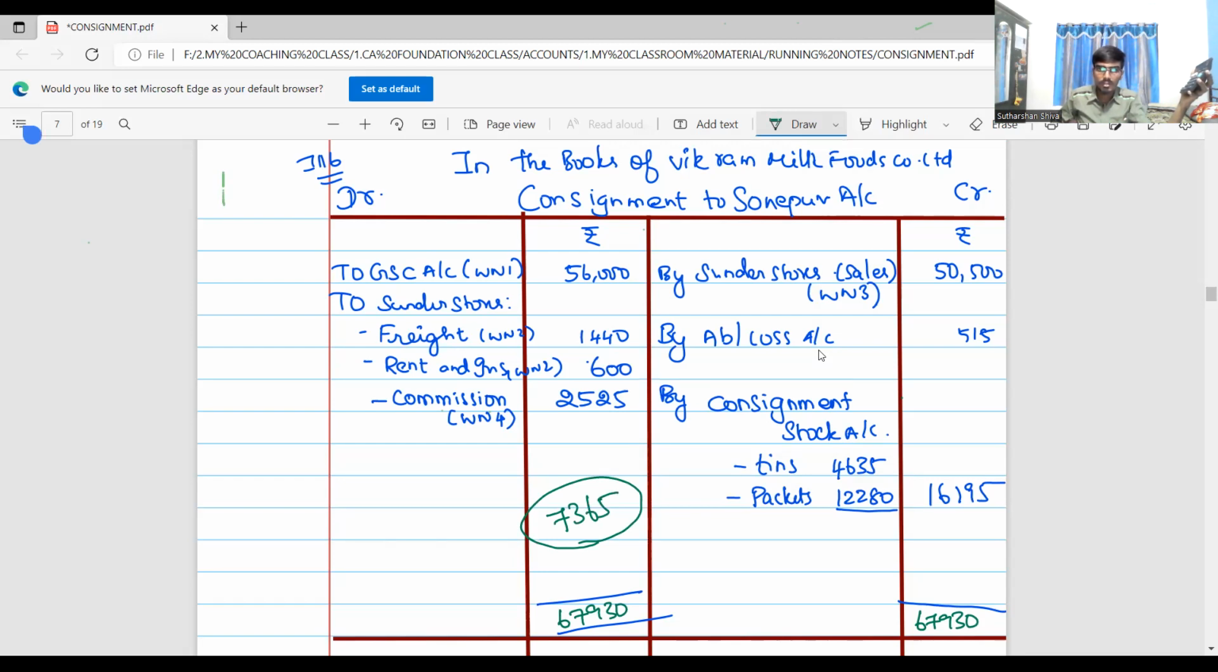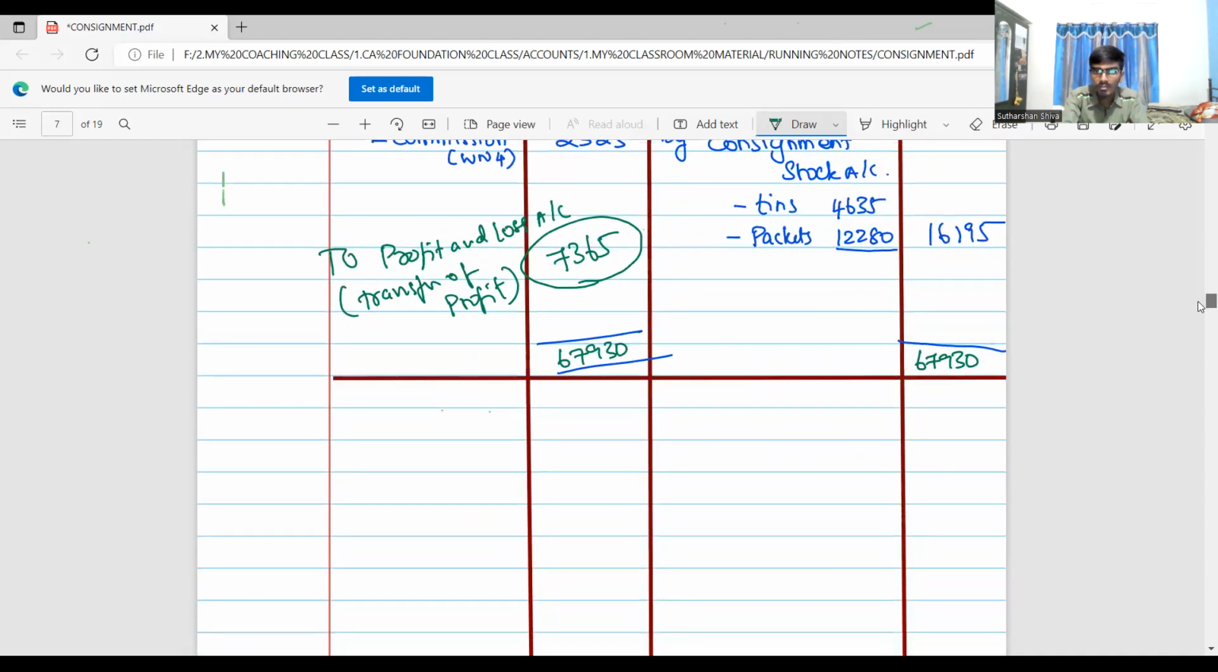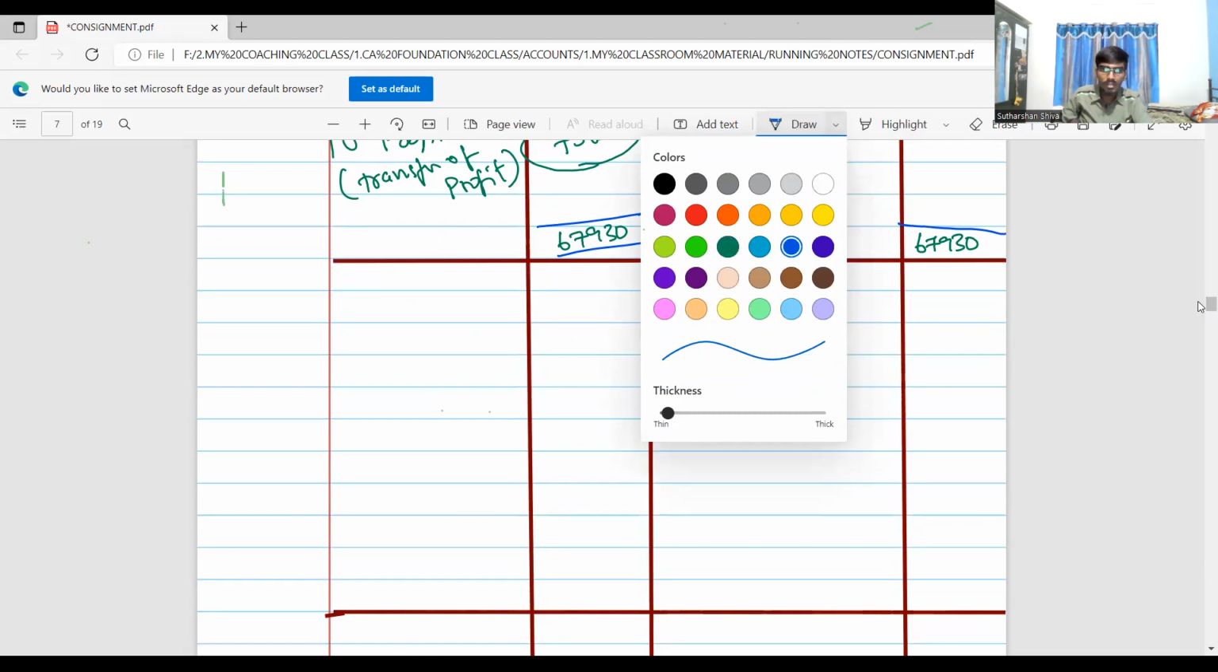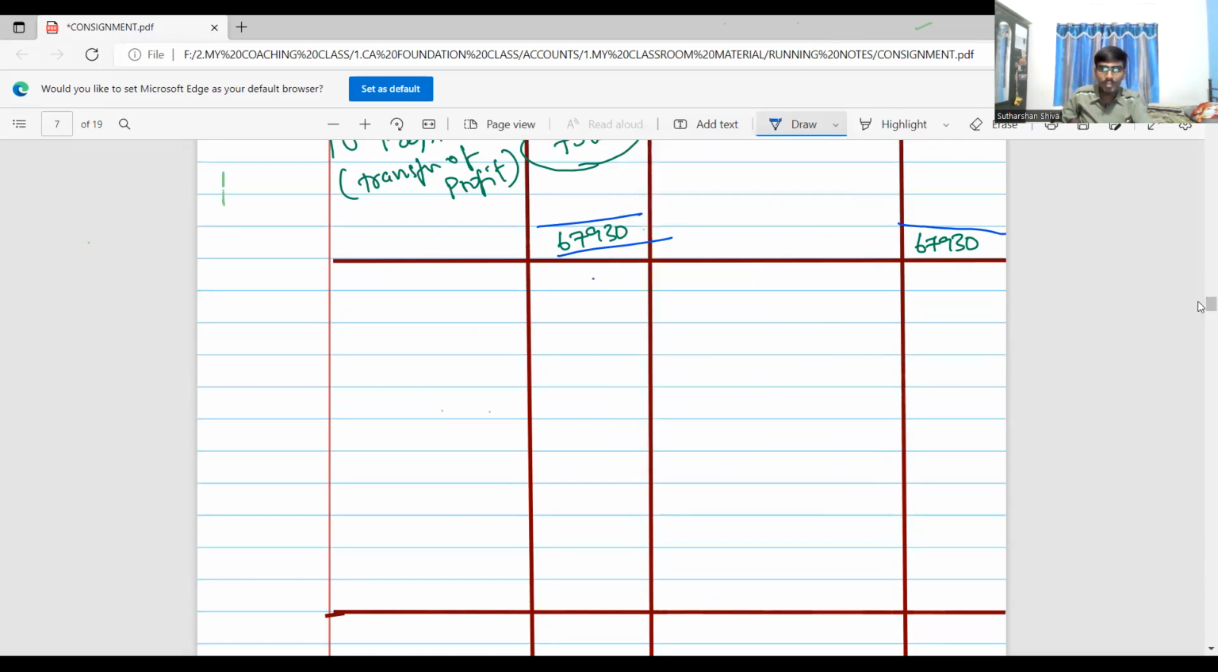You will get your answer 7,365 to profit and loss account, transfer of profit. First question, first required answer will be solved. Then we will move on to the next one. The next one is quite simple. You can prepare yourself by yourself. Okay, there's no issue in it.